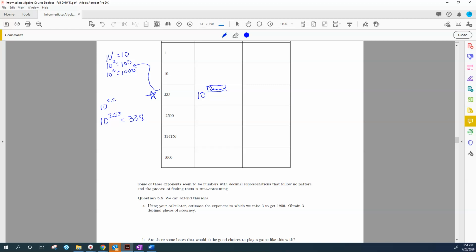Okay, so David's saying 2.522. Somebody else said 10 to the 2.523. So let's look at a few of those. All right, so yeah, Amber, you came up with 333.42, but then David, what did you come up with when you raised it to the 2.522 power?